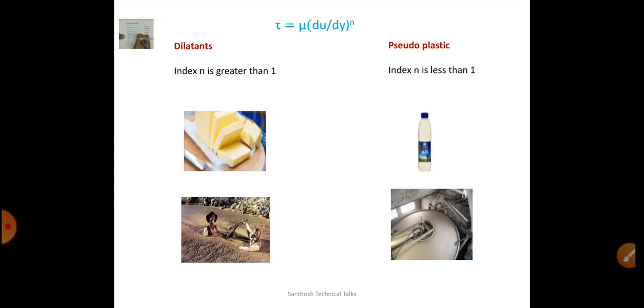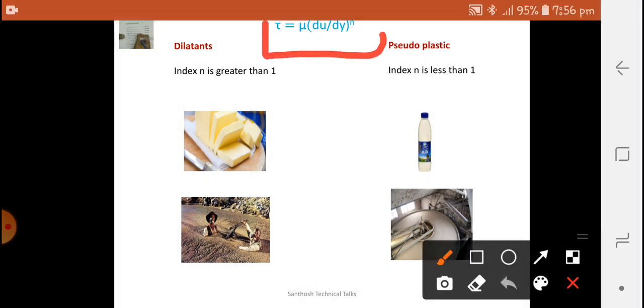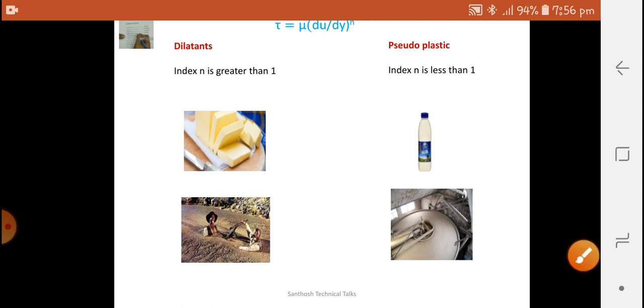Let me discuss. Pseudoplastic and dilatant are types of non-Newtonian fluid. That is why they follow the equation tau is equal to mu into du by dy whole power n. If n is greater than 1, it is called dilatant. If n is less than 1, it is called pseudoplastic. A good example of a dilatant is cheese or mud. For pseudoplastics, milk is a pseudoplastic fluid. Curd is a pseudoplastic fluid. So, I hope you have got a better understanding of dilatant as well as pseudoplastic.